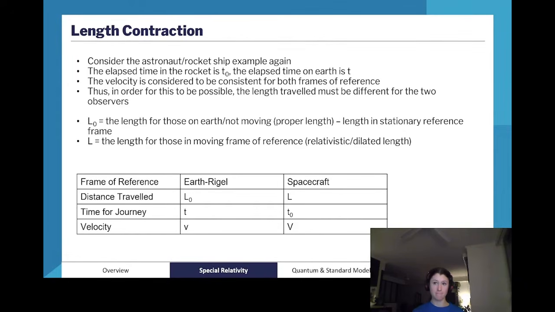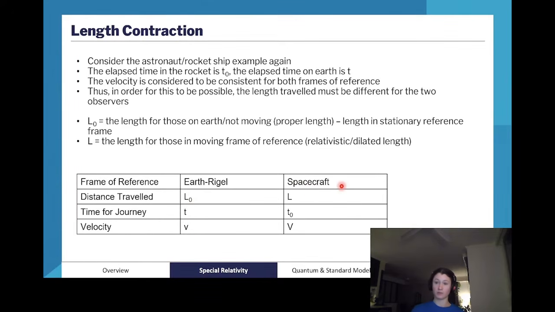So, we have our two values, L0 and L. L0 is the length of those on Earth or not moving, it's the proper length. And L is the length of those moving in the frame of reference, the relativistic or dilated length. So, if we have a rocket traveling from Earth to planet Rigel, then in the frame of Earth or Rigel, the distance traveled is going to be L0, the time is going to be t, and the velocity is v.